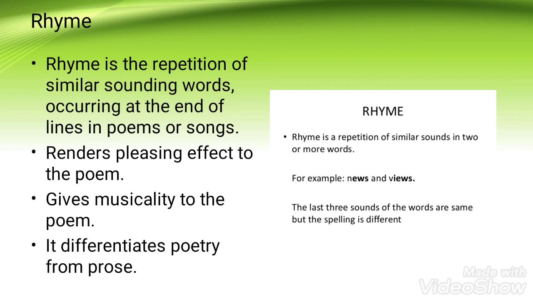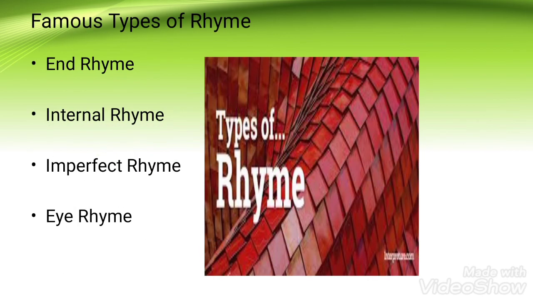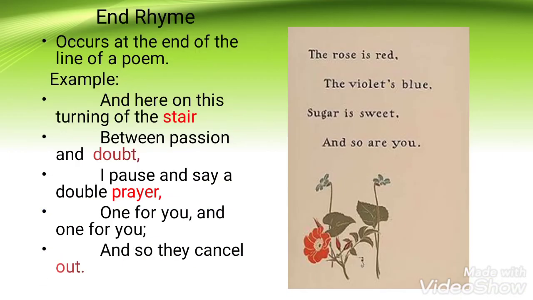Now we shall move towards types of rhyme. Famous types of rhymes are internal rhyme, imperfect rhyme, eye rhyme, and end rhyme. Friends, there are so many types of rhyme, and there are different classifications by different critics or scholars. But here we are taking up only important types of rhyme. So let's take up end rhyme.